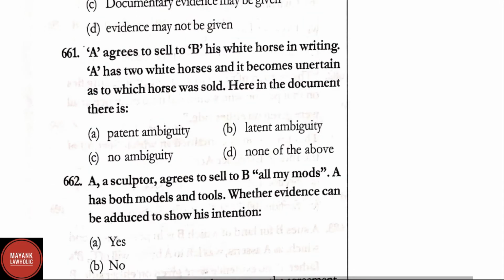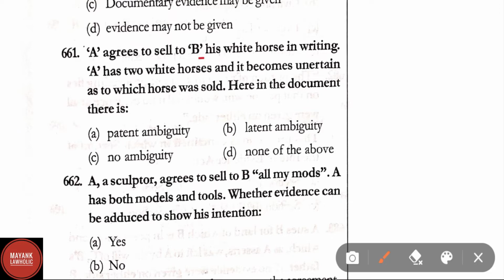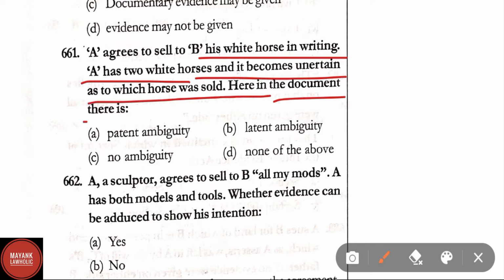Question number 661. A agrees to sell to B his white horse in writing. A has 2 white horses and it becomes uncertain as to which horse was sold. Here in the document there is, option A, patent ambiguity, latent ambiguity, no ambiguity, none of the above. Here correct answer is option B, that is latent ambiguity.